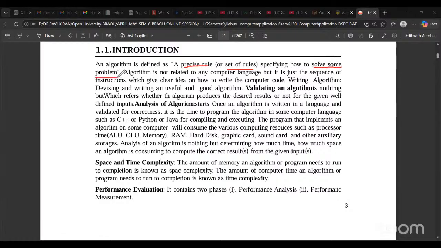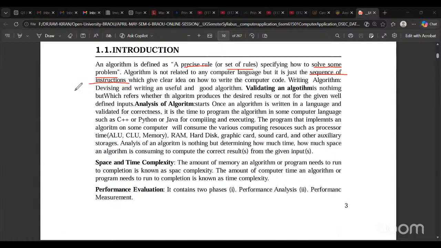So what is an algorithm here? An algorithm is not related to any computer language. It is not particular to one computer language. What it is exactly is a sequence of instructions.